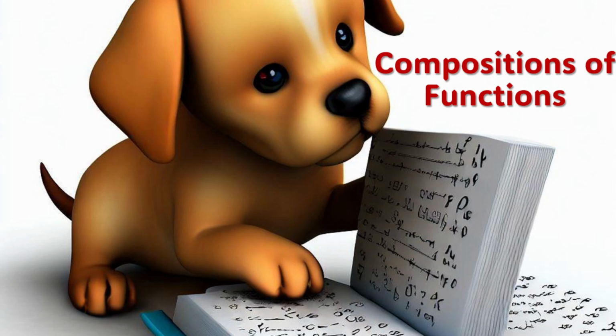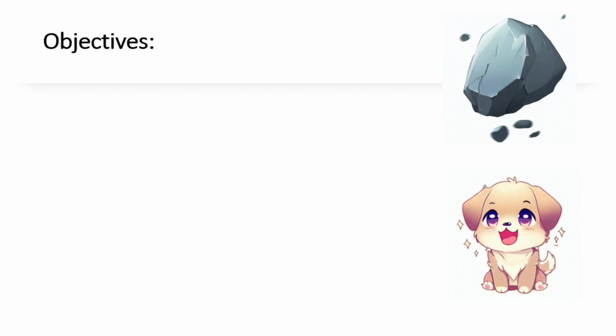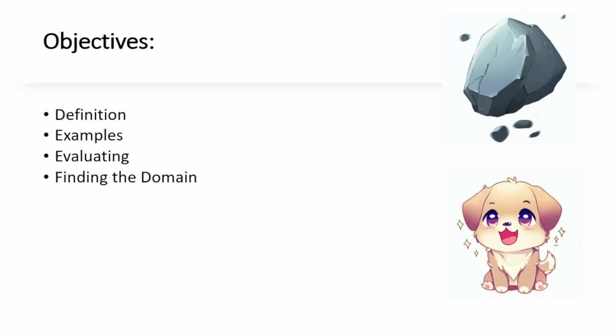Today we're going to look at compositions of functions. Our objectives today are first of all to define what compositions of functions are and then look at some examples. We'll talk about how to evaluate compositions of functions and then get into finding the domain of a composition of functions, which might not be what you think. And then at the end, we're going to finish up by talking about how we can decompose functions.